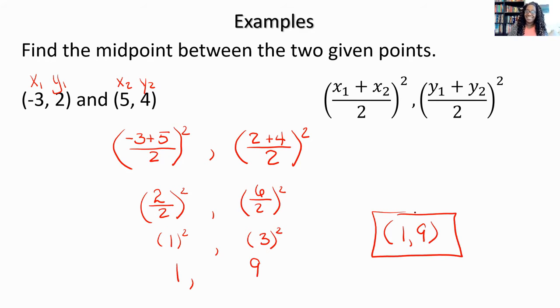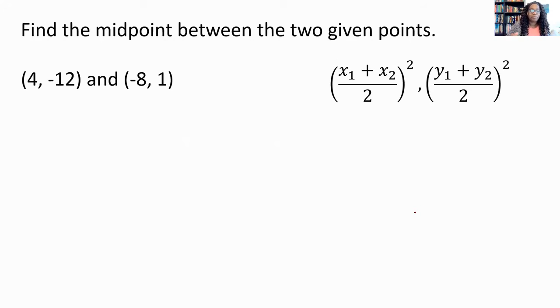That's it. I got excited, I snorted. So that's it. It just seems like that's all we have to do. You take the sum of your x's, divide by 2, square it. Take the sum of your y's, divide by 2, square it. That's it. Okay, let's try another.